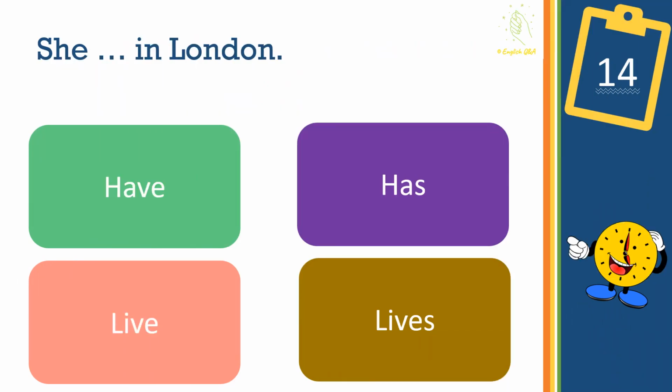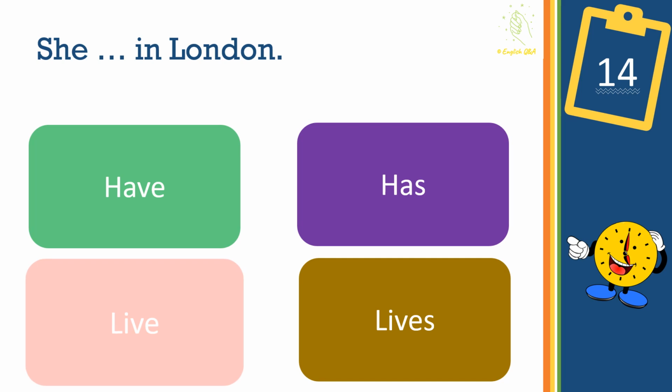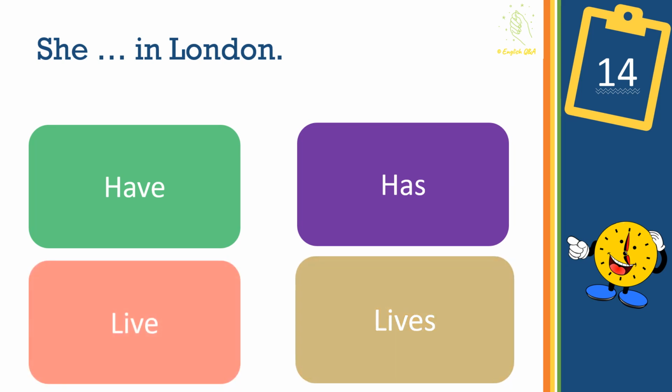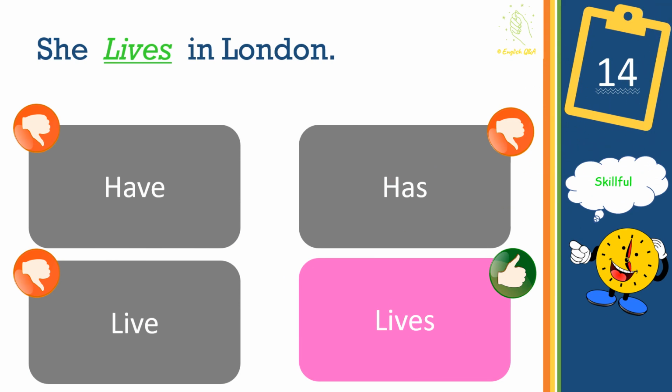Question 14. She dash in London. Pick a right answer. Have. Has. Live. Lives. Correct option is lives. She lives in London.